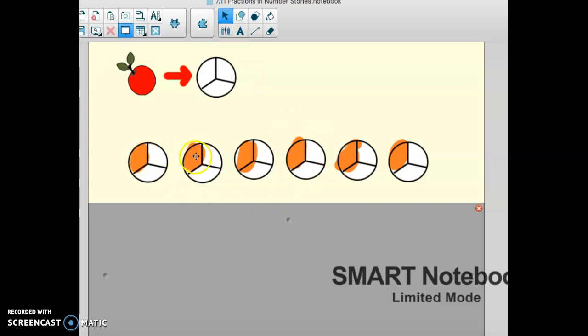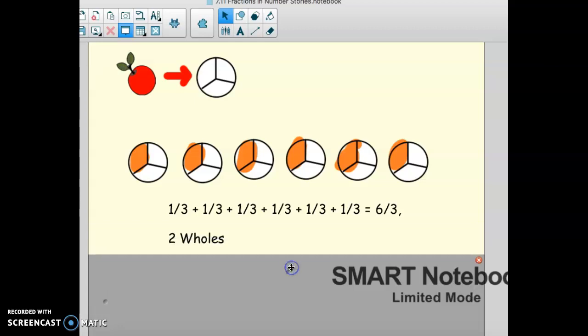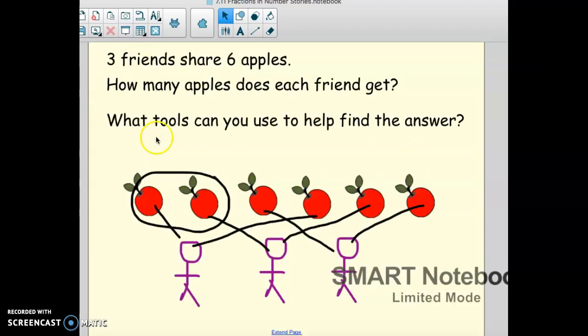A third plus a third plus a third plus a third plus 1/3 plus 1/3 equals 6/3, or 2 wholes. If I were to put my colors together, you can see that I'm actually filling up 2 wholes. Think about if this was on a number line. So now 6/3 is equivalent to 2 wholes.